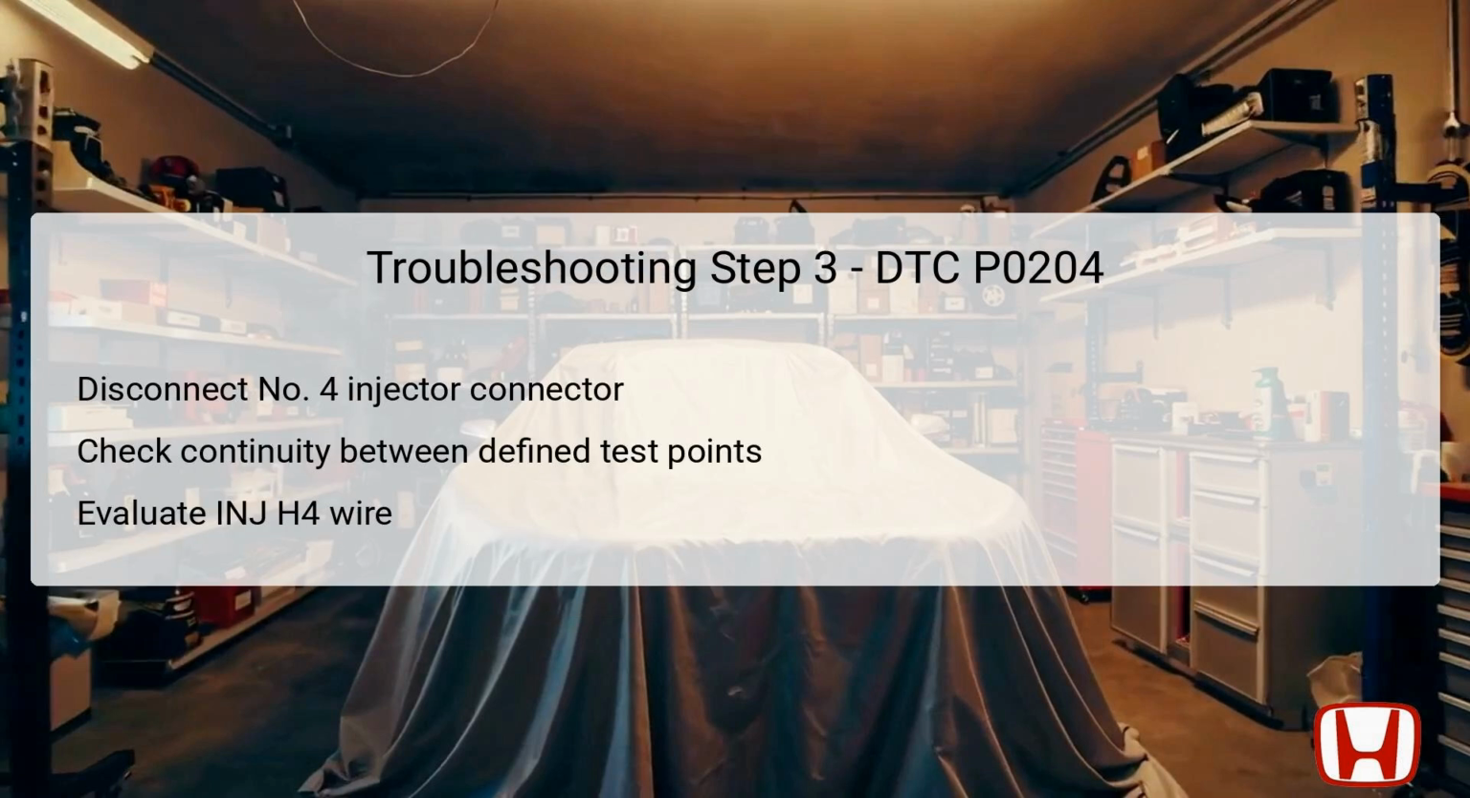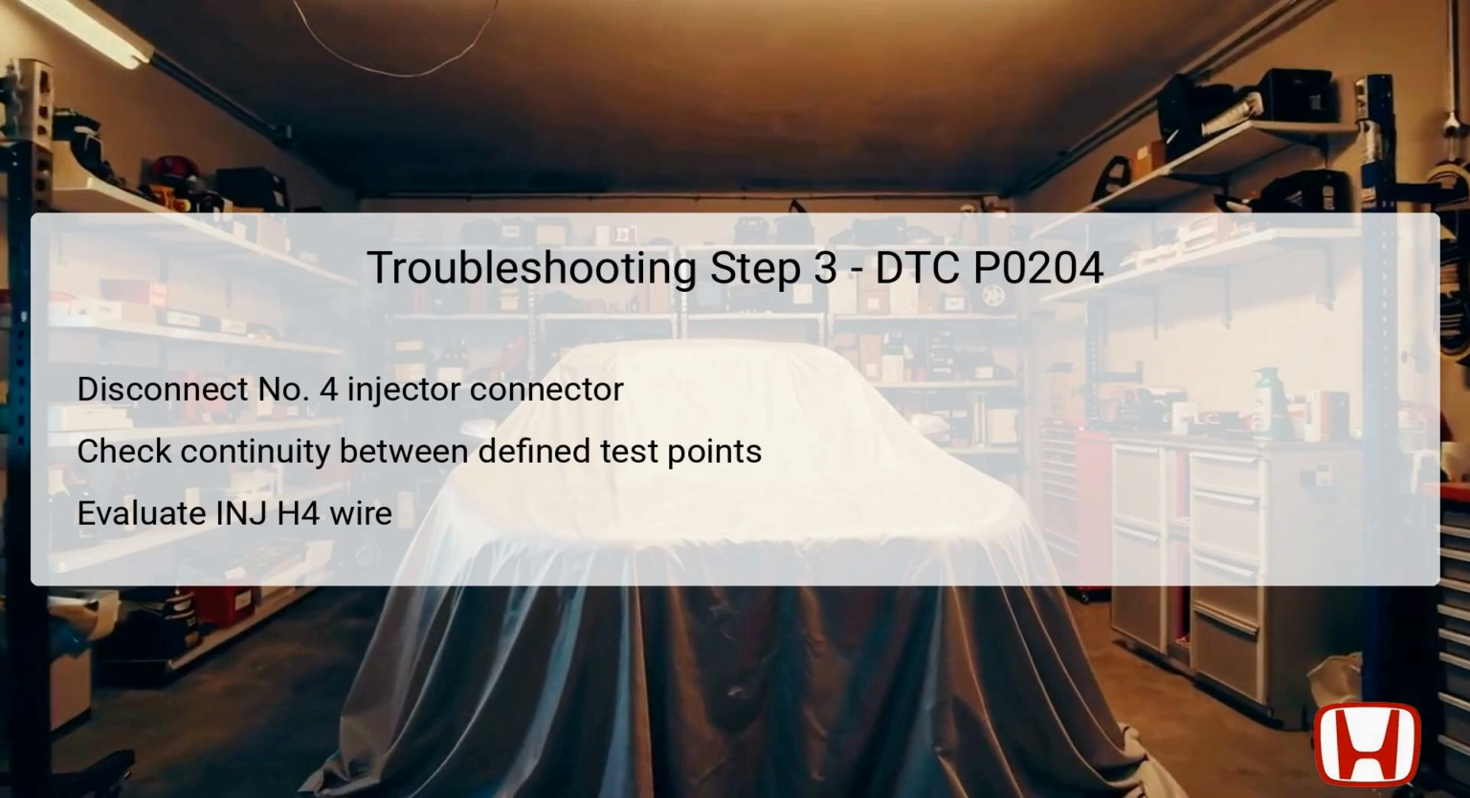For the third troubleshooting step, disconnect the number 4 injector's 2P connector. This is necessary to isolate the injector from the electrical circuit, allowing for a focused check on the wiring. With the vehicle still in the off lock mode, proceed to check continuity between the established test points. These points will include the number 4 injector's connector and the respective terminal on the PCM connector.